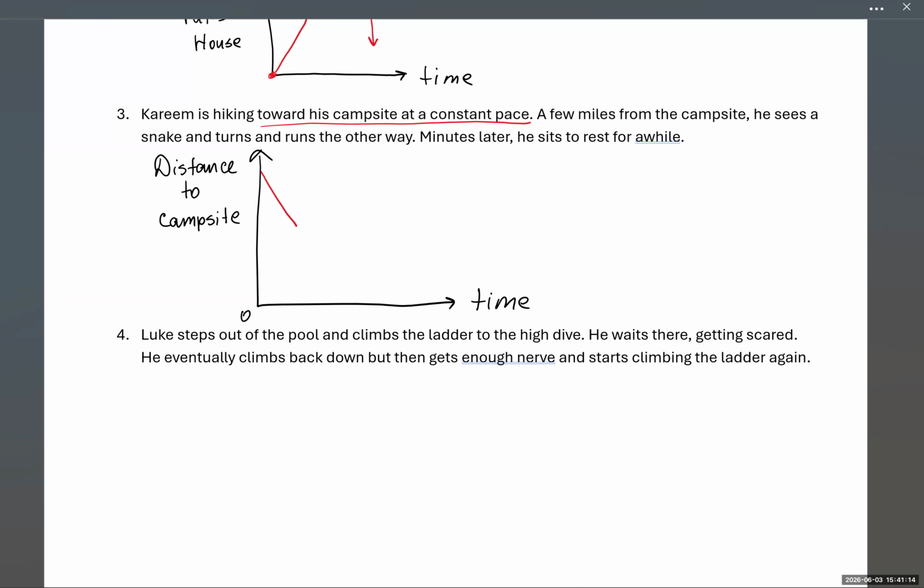Then he sees a snake and turns around and runs the other way. So probably a much steeper pace. Since he's running the other way, the distance to campsite is going to increase again. Okay. Then, minutes later, he sits down to rest for a while. While he's resting, the distance to campsite is not changing.